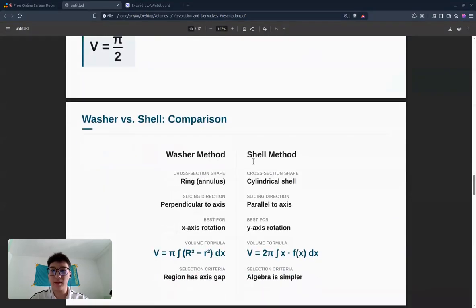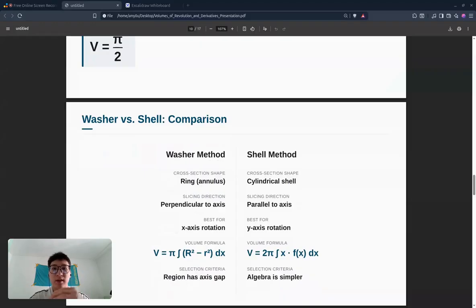So on this slide, I want you to sum up and provide the comparison of two methods. So basically, which method should you use? Simple rule. If the axis matches your function's natural variable, say the x-axis when y equals f of x, then we use the washer or disk method.